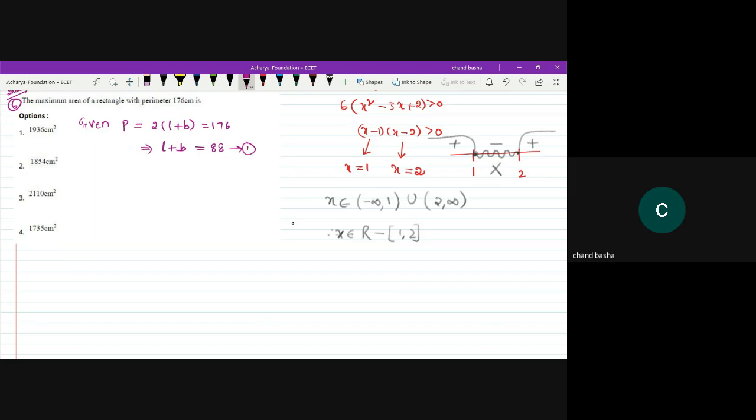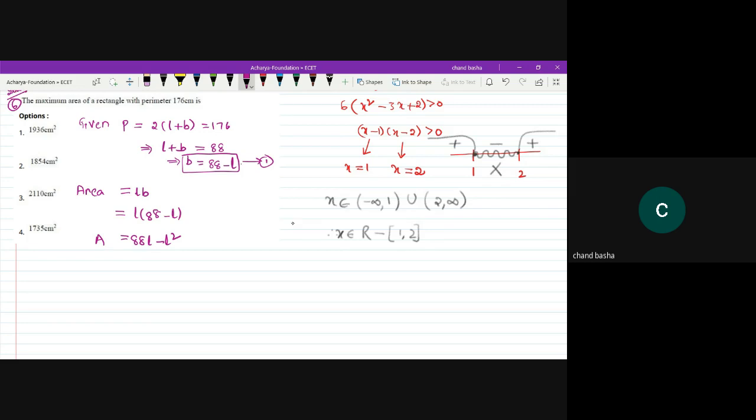From this, you can write B is equal to 88 minus L. What is B value? 88 minus L. What is an area? Area of the rectangle is equal to length into breadth. This is equal to L, breadth value 88 minus L, is equal to 88 times L minus L square. I'm going to denote this with A.